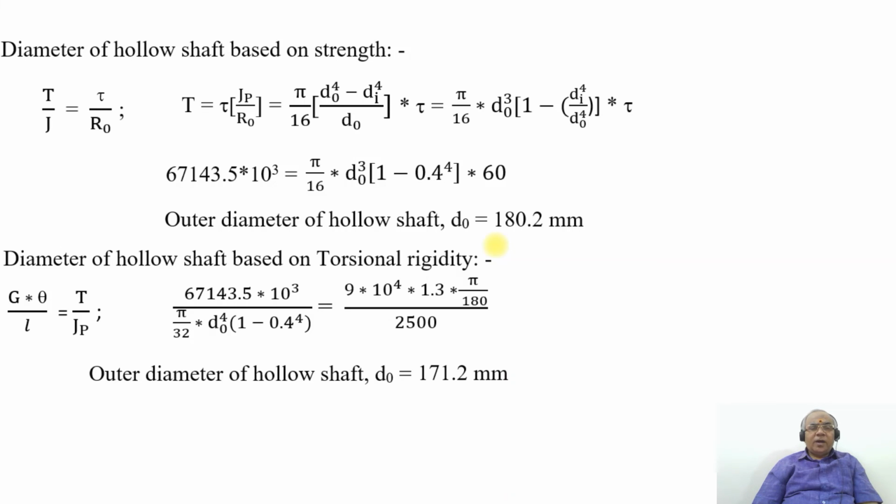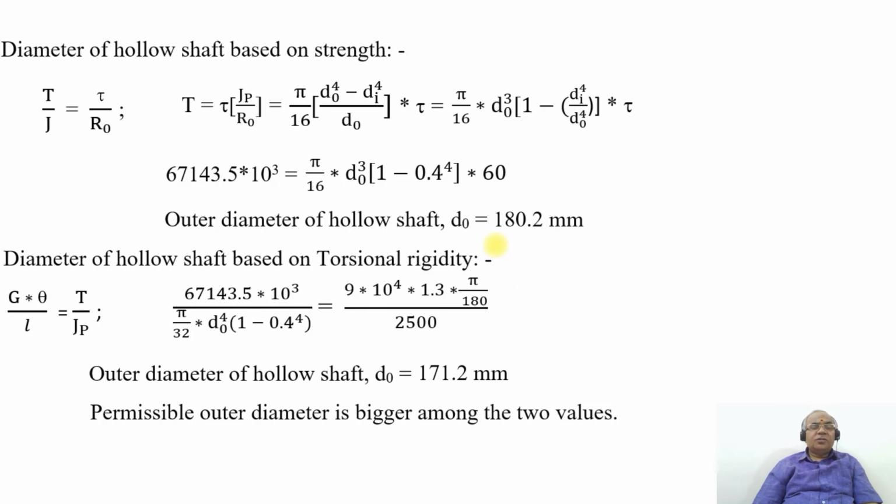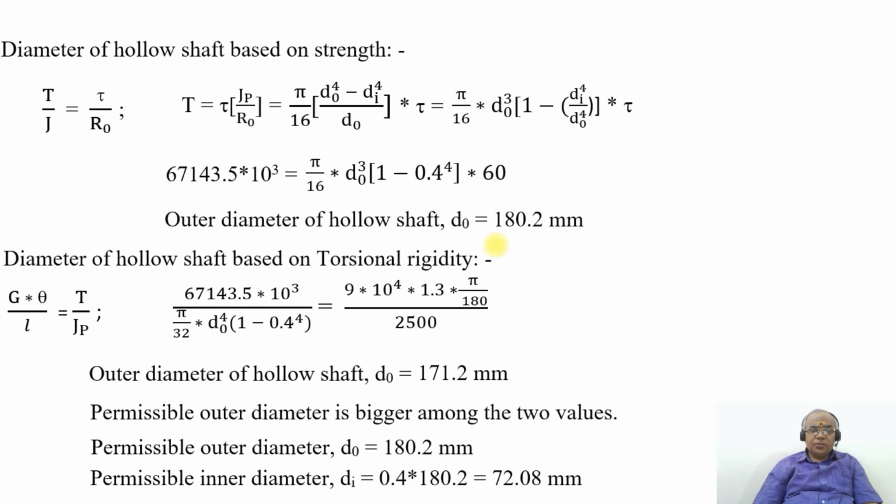Comparing these two values of the outer diameter of the hollow shaft, by strength and by torsional rigidity, the outer diameter based on strength is the higher value. So adopt the higher value. The permissible outer diameter is the bigger among the two values. Therefore, the permissible outer diameter d naught will be equal to 180.2 mm.